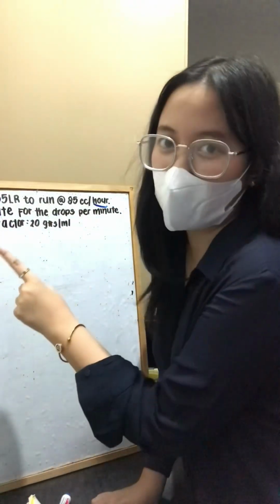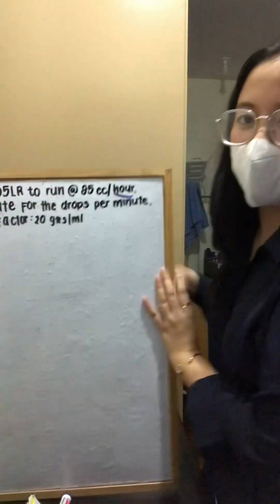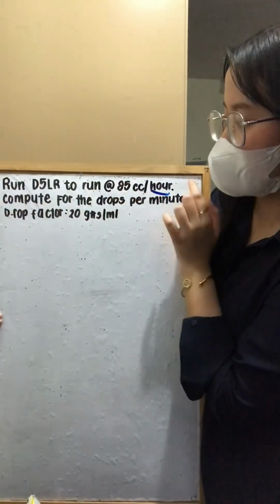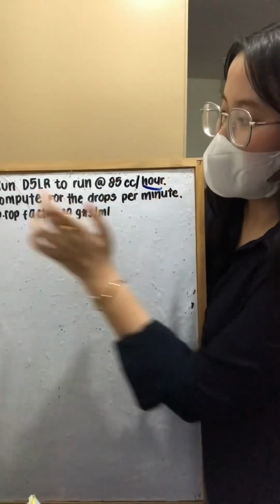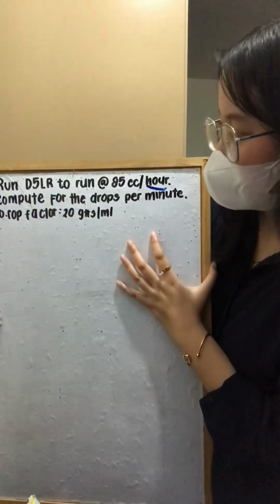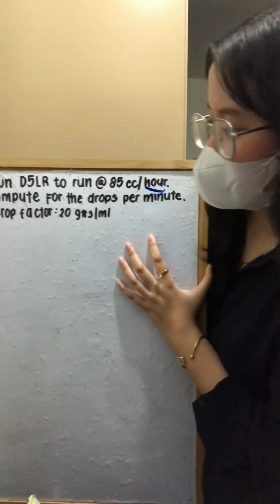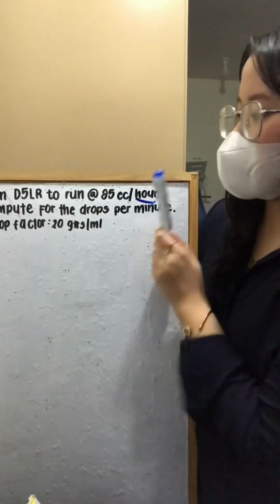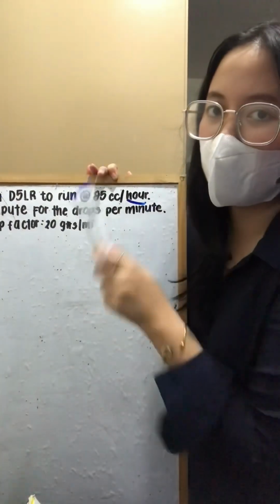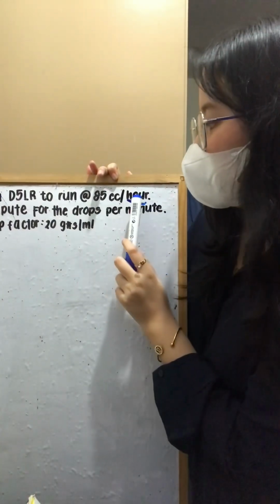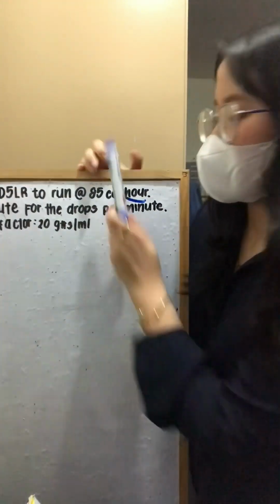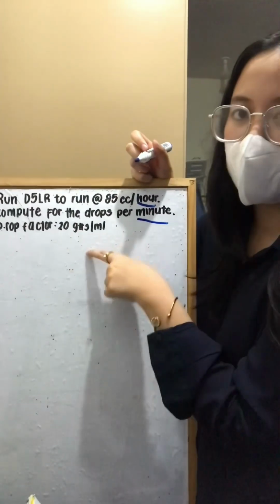So, sa number 1 question, tatanong is, run D5LR to run at 85 cc per hour. Compute for the drops per minute and the drop factor is 20 gtts per mL. So, binigay ang 85cc. 85cc means mL lang din yan. Then, hour. Binigay is hour, pero ang hinahanap is minute. Provide din siya ng drop factors.